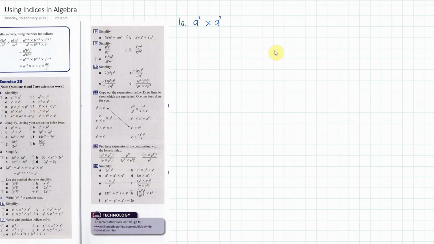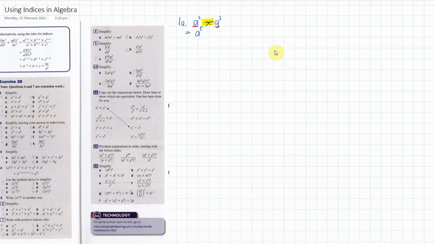This is 1a. And my next line, I will write equals in this manner. And remember the index rule. When we have multiplication here, that means we're going to add the indices. So I would write a to the power of 5, since 2 plus 3 is 5. And be careful to make sure that you've checked that your bases are the same. The bases here are both a's, so I can add the indices.